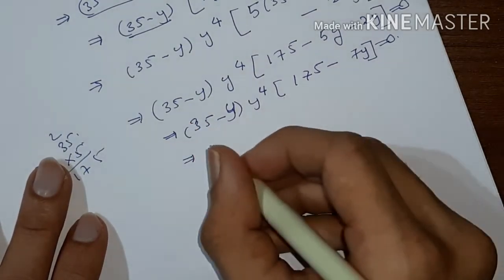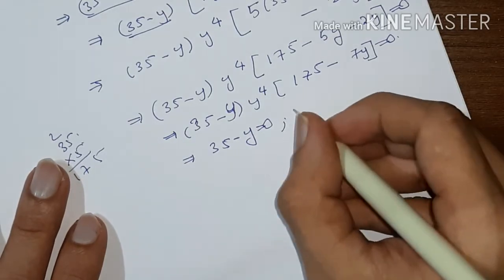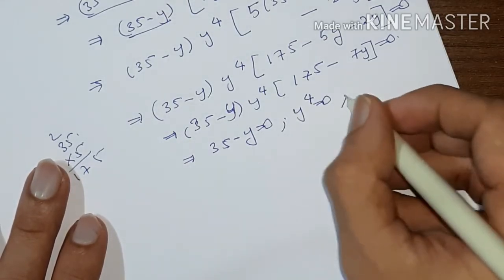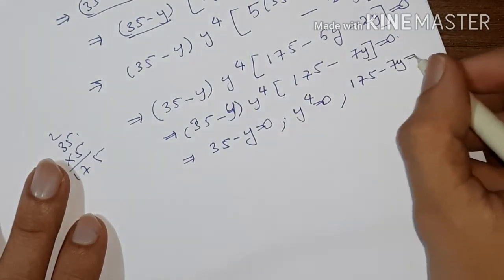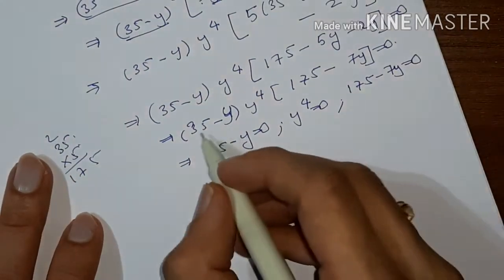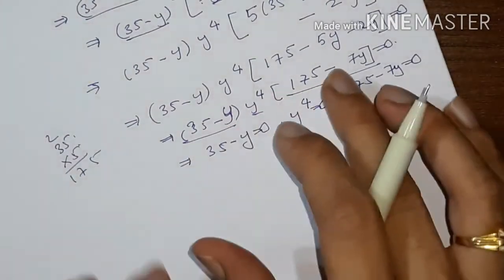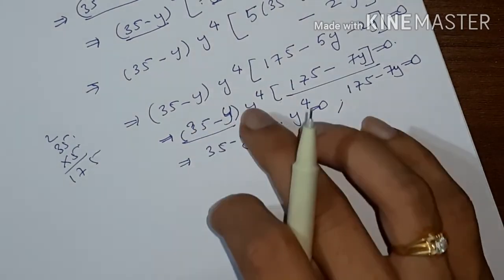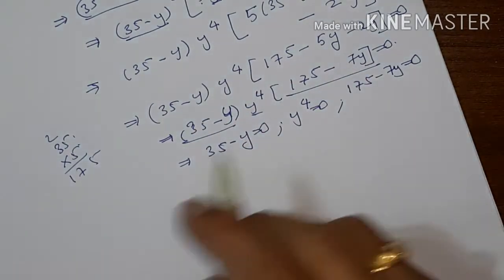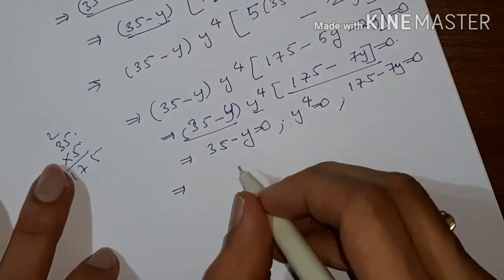So that means what you will get is 35 minus y is equal to 0, okay, then y raised to 4 is 0, or 175 minus 7y is equal to 0, right? Because these are the factors, 3 factors you have. The product of the 3 factors is 0 if this is 0 or this is 0 or this is 0. So these are the equations that you get.